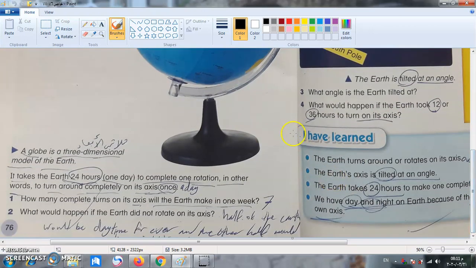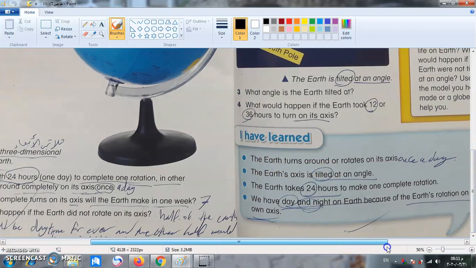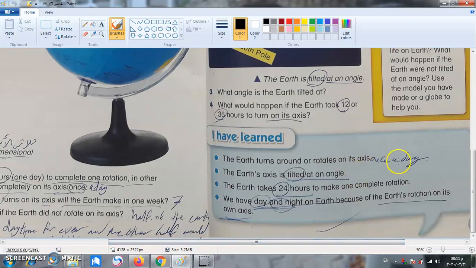We have some points. The first one, the earth turns around or rotates on its axis, as we said, once a day. The earth's axis is tilted مائل بزاوية at an angle, as we said, it's 23.5. The earth takes 24 hours to make one complete rotation. تلف الأرض حول نفسها لفة كاملة كل 24 ساعة, 24 hours. We have day and night, الليل والنهار, on earth because of the earth's rotation on its own axis. تلف الأرض حول محورها لفة لتقيم الليل والنهار, as we said.